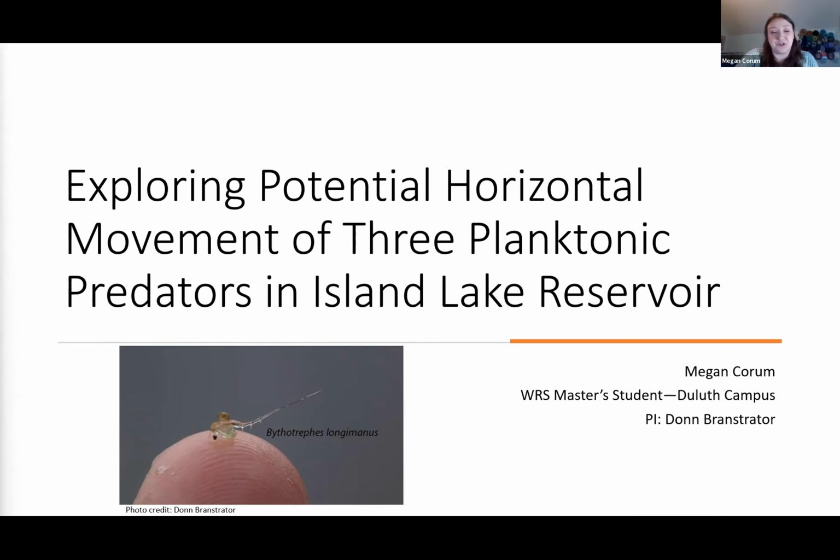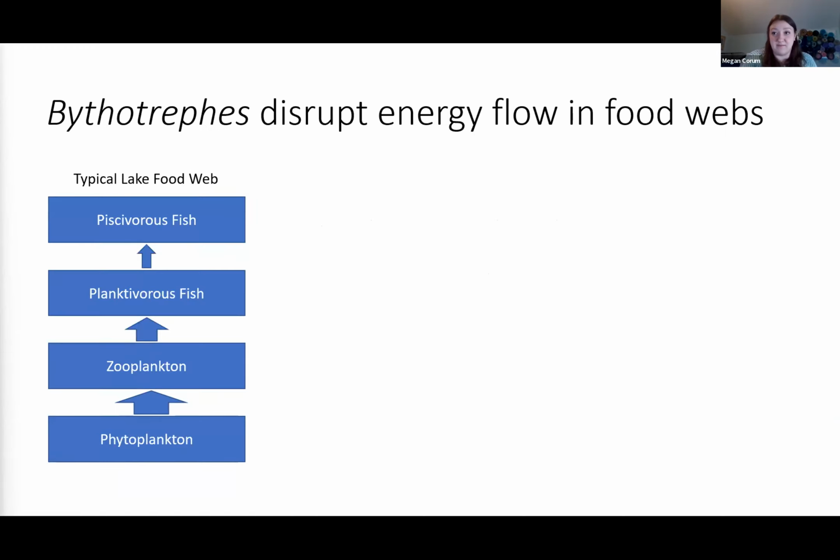I'm looking at potential horizontal movements of three planktonic predators in Island Lake Reservoir, with most of my presentation focusing on this little guy, Bythotrephes longimanus, or cederstroemii, but Bythotrephes, the spiny water flea, which is an invasive zooplankton. We care about Bythotrephes because they disrupt food webs and the flow of energy from phytoplankton up into our big fish that fishermen care about, that bring in industry like tourism.